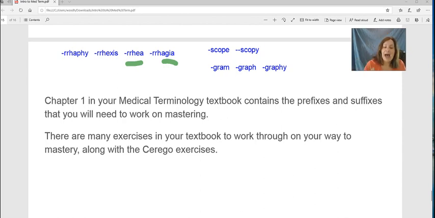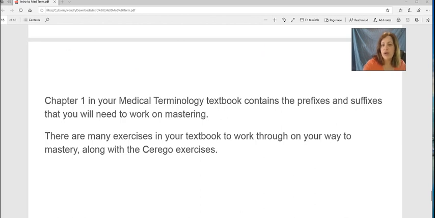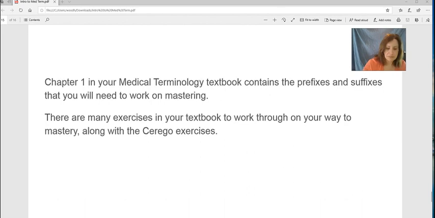Okay, there's a lot of exercises in your textbook along with those Cerego. Again, no one's going to assign them, no one's going to grade them, no one's going to check that you did them. But how are you going to master the material if you aren't choosing to do these as part of your study process? That's my question.